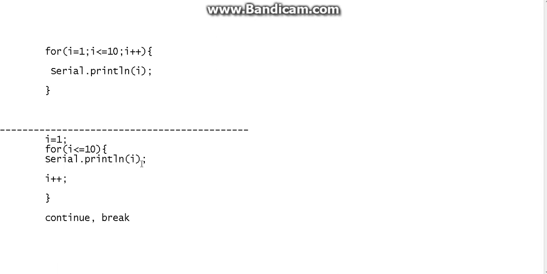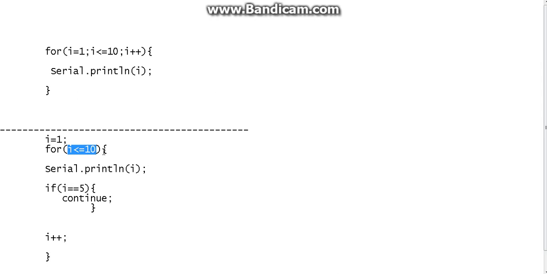Okay, let's see. What if I write it after the Serial.println, like this? Let me give a space. Okay, here also. So what will happen is, when I is equal to 5 becomes true, the program will get in here and it will print the value. Then only it will skip.